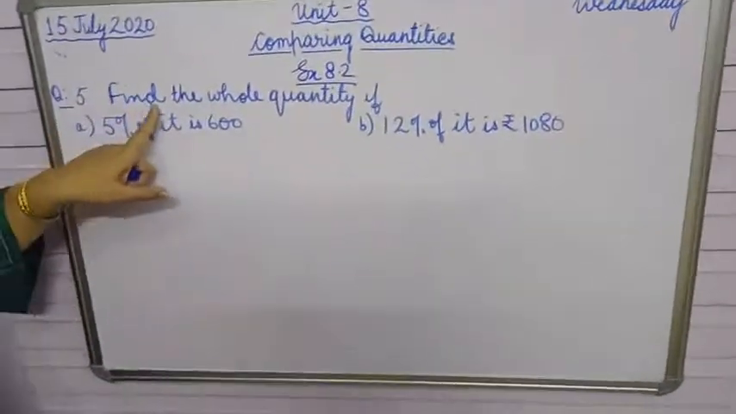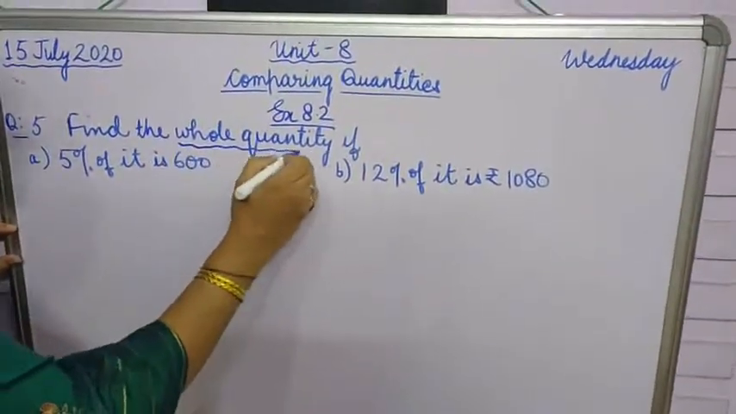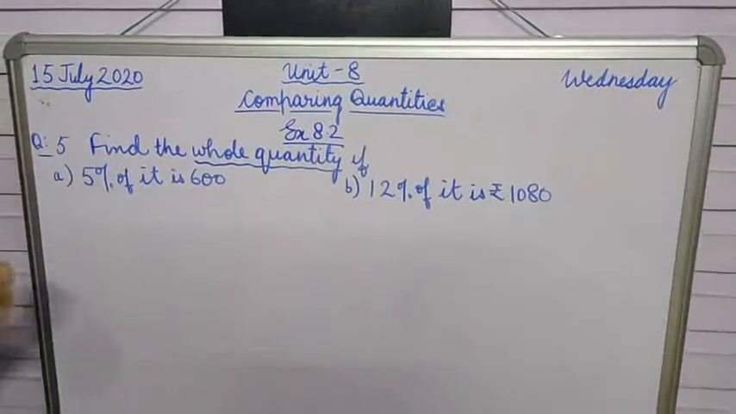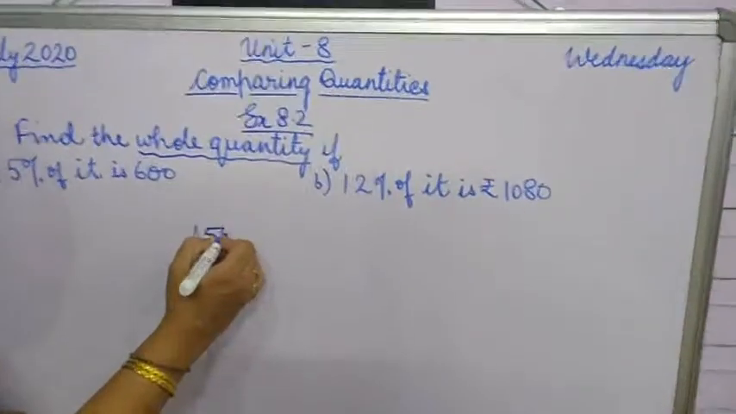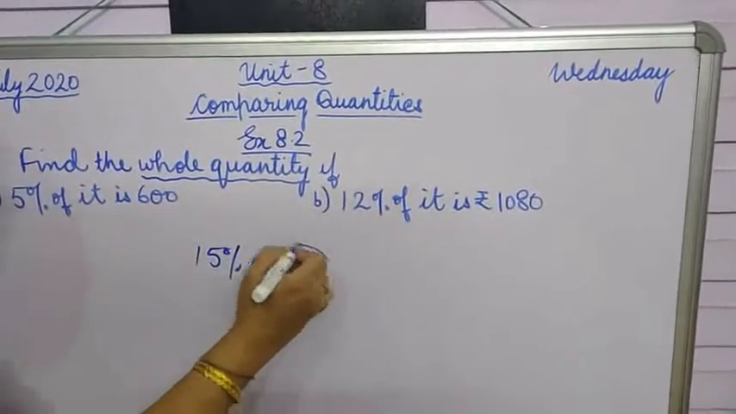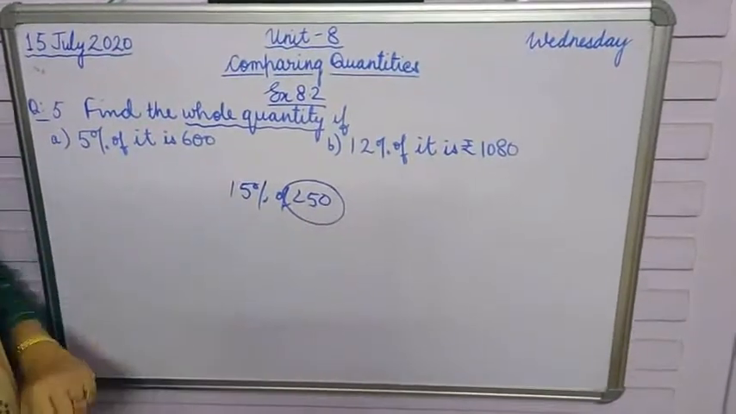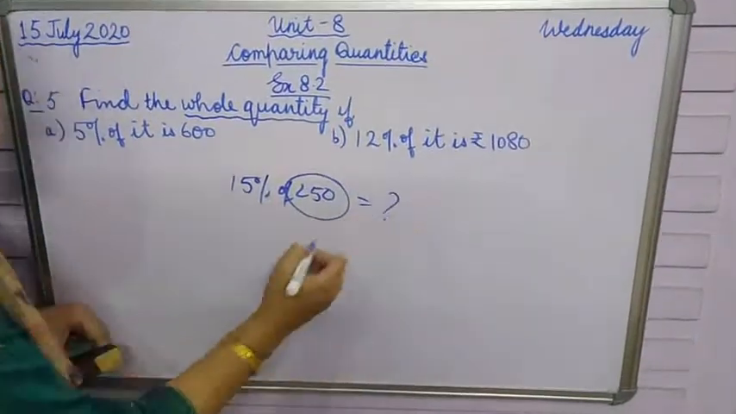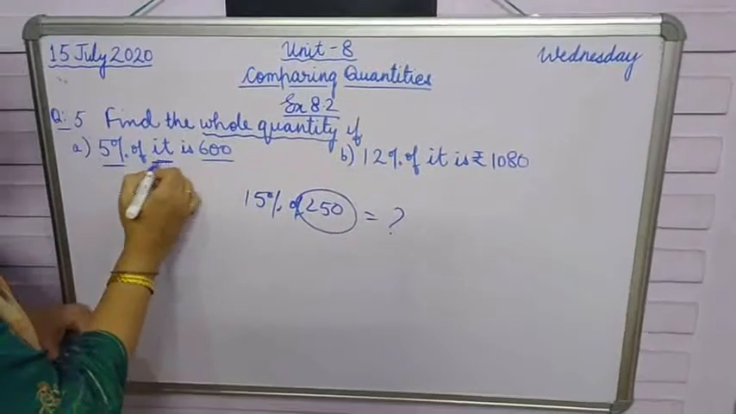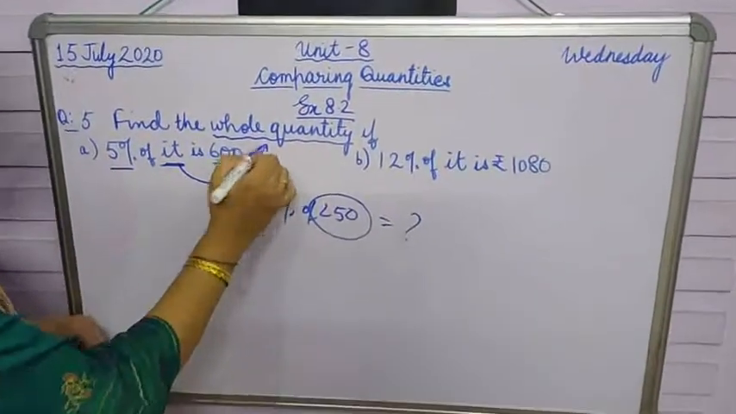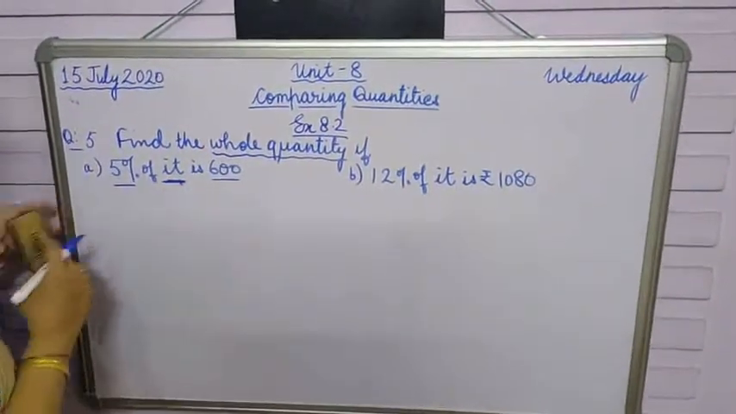Question number 5 is find the whole quantity if. Now here we are not given whole quantity, we have to find. In the previous question whole was given, like you found 15% of 250. When we calculated 15% of 250, that means this 250 was the whole quantity, and you calculated how much is 15% of 250. Here the answer is given, the percentage is given, and what you are to calculate, this it means the whole quantity. So here we are to find out the total quantity or the whole quantity.